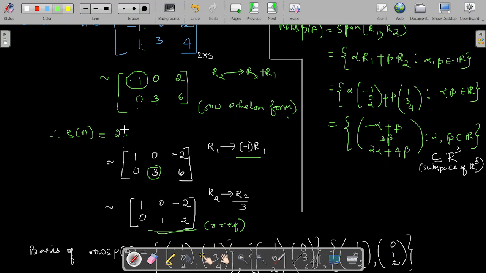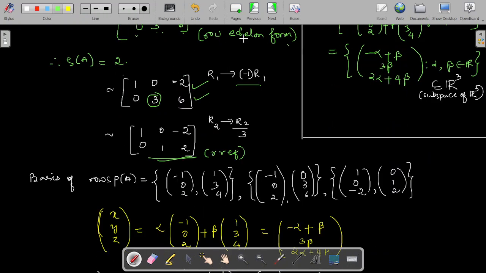So why is this form needed? Because if you want to find the basis, you know that dimension of the row space of A is 2. So the basis for the row space of A should contain 2 vectors. Which are those 2 vectors? These 2 linearly independent rows will form the vectors of the basis. So 1, 0, minus 2. This one, minus 1, 0, 2, 0, 3, 6. This is one basis, okay, which is in the row echelon form.